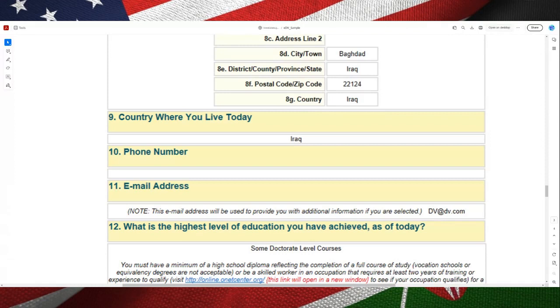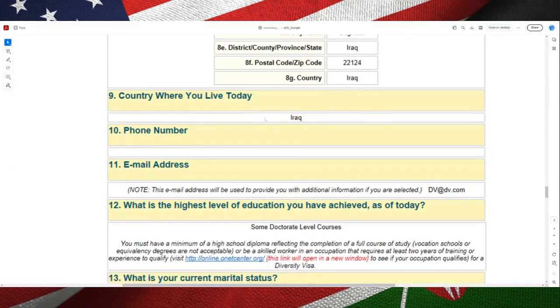Okay. And then you put in your phone number. You don't need to put your phone number. So you can leave that field blank? Yeah, you can leave that blank.